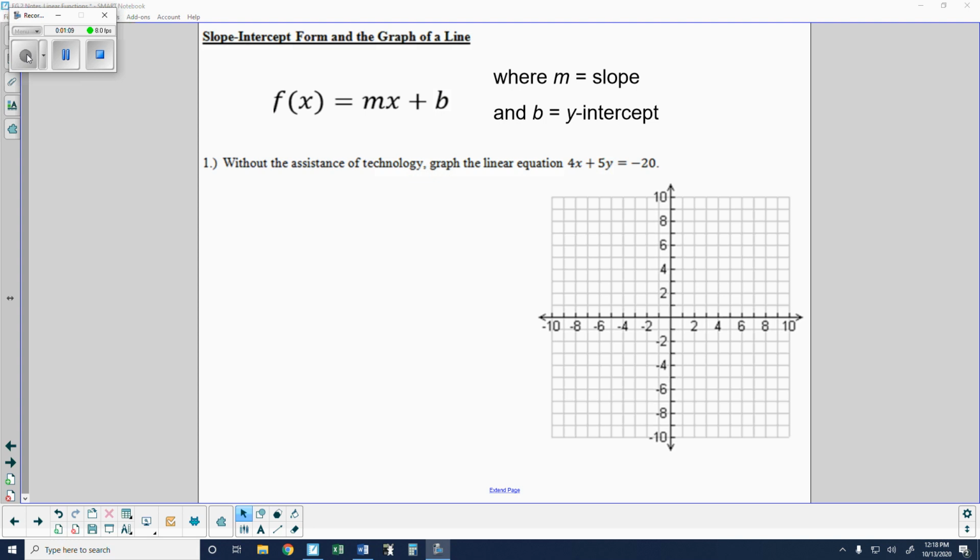And so in problem number 1, we can go ahead and use this information to help us graph. It says, without the assistance of technology, graph the linear equation here. It writes it as an equation: 4x plus 5y equals negative 20.